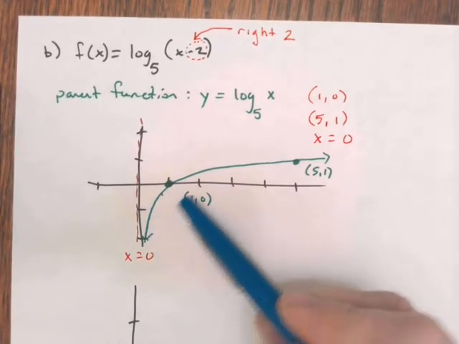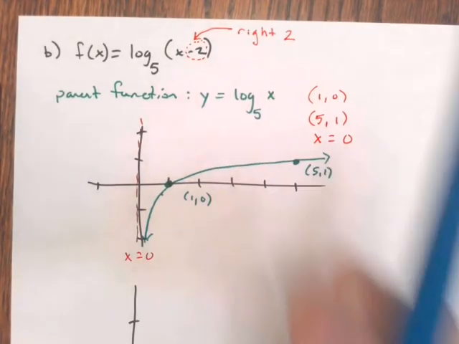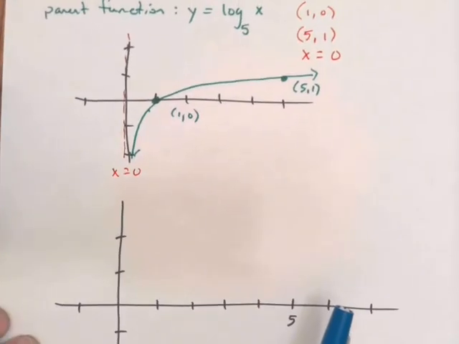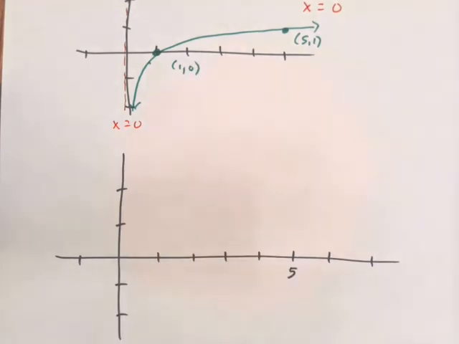So I'm going to take these 3 features in my graph, the 2 points and the asymptote, and I'm going to move all of them right 2 units. So first, let me start with this point at 1, 0. If I start with our x-intercept here at 1, 0, and I go over to the right 2, that means that the point 3, 0 is going to be one of the points on the graph of function f.